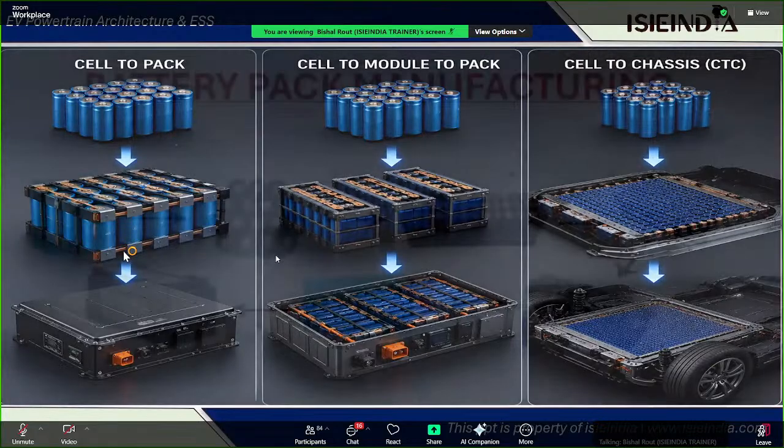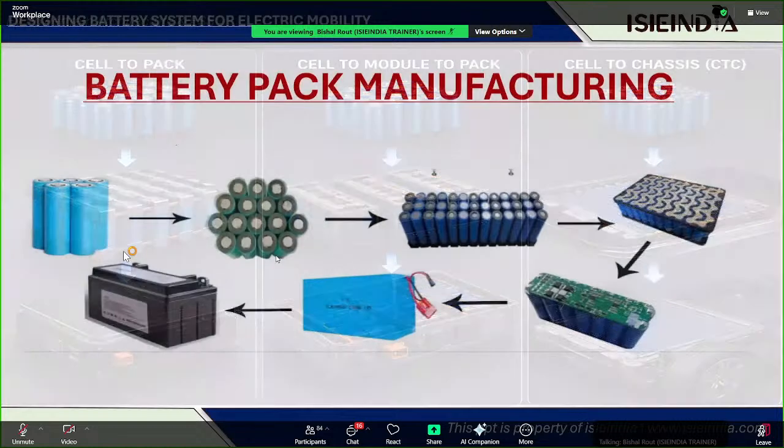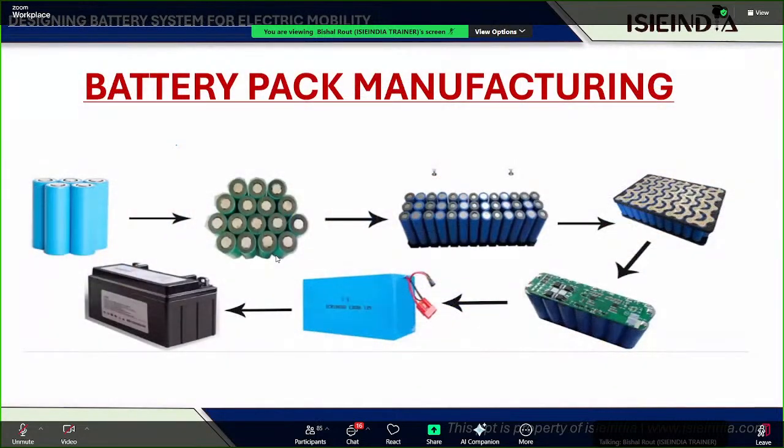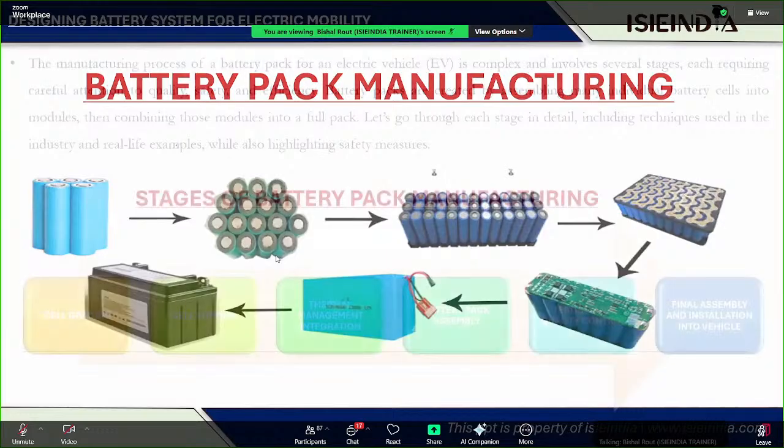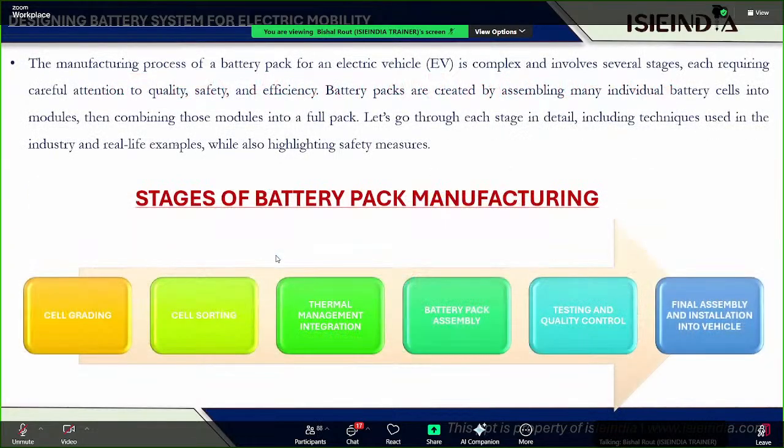Okay, I'm moving forward. So for those who want to manufacture a complete battery pack, now we're going to discuss in detail how we can manufacture a battery pack as far as our EVs are concerned. So these are the certain steps basically. See, manufacturing of a battery pack is not a small process. It consists of huge stages.